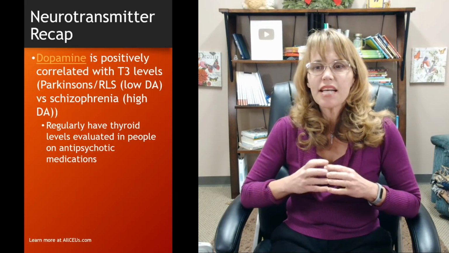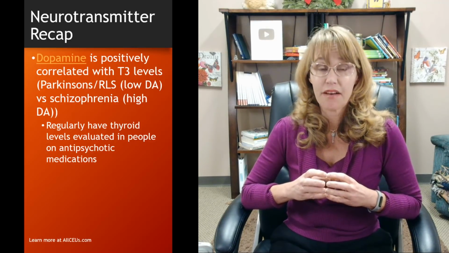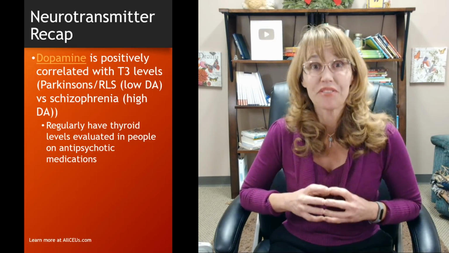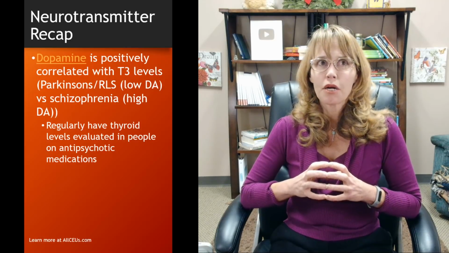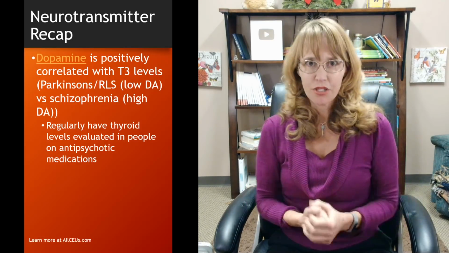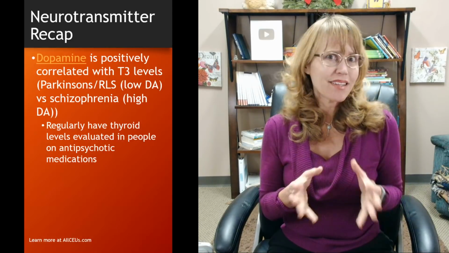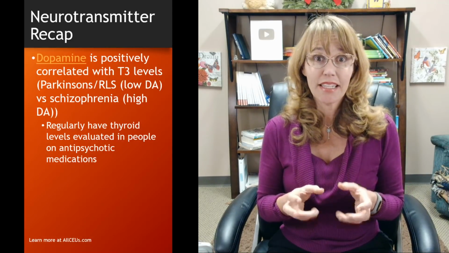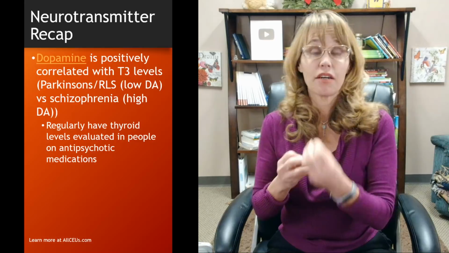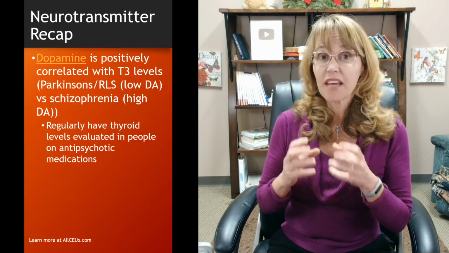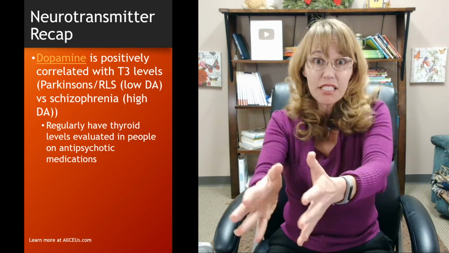Dopamine is positively correlated with T3 levels. Okay, that makes sense too. Dopamine is our perseverance neurochemical. It's our "I want to do that again" neurochemical. So it makes sense that that would be associated with thyroid hormones. Thyroid hormones give us the energy. Dopamine directs us to what to do.